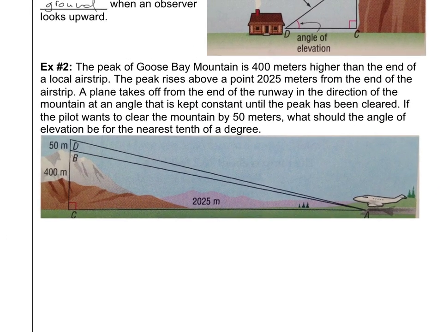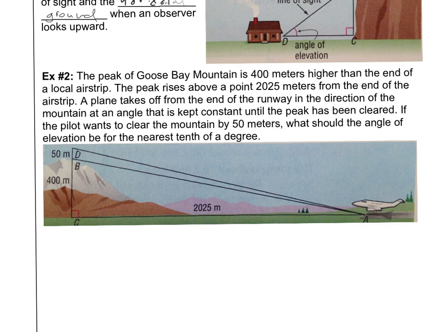All right, now, with that information, let's talk about this problem in example 2. It says the peak of Goose Bay Mountain is 400 meters higher than the end of a local airstrip. So here's the end of the local airstrip. The peak rises above a point 2,025 meters from the end of the airstrip. So that's this distance here. A plane takes off from the end of the runway in the direction of the mountain at an angle that is kept constant until the peak has been cleared. If the pilot wants to clear the mountain by 50 meters, what should the angle of elevation be? What should this angle of elevation be to the nearest tenth of a degree?